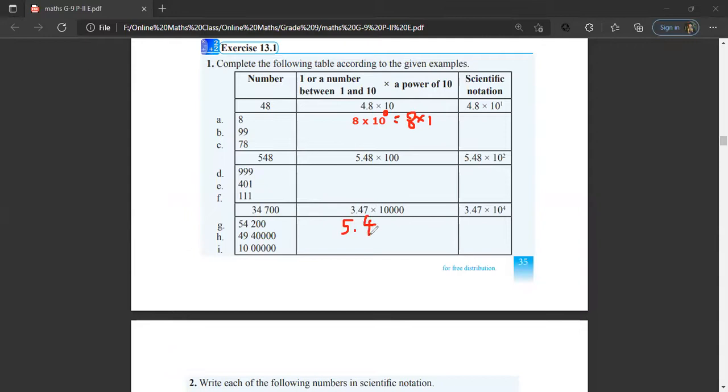Yes, the rule is that the number should be in between 1 and 10. You have to convert this one in between 1 and 10. So you can go for 5.4, and there are 4 numbers, so you can write 10 to the power 4. Right? Good. Next one.